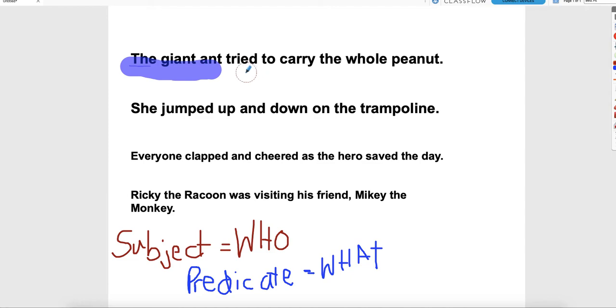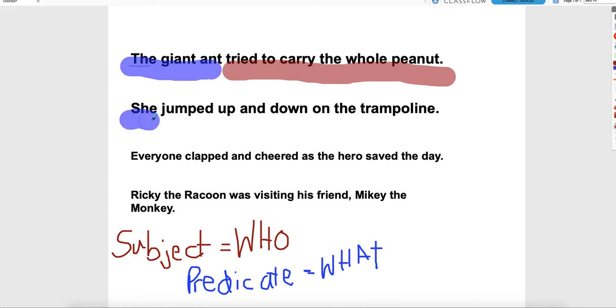Tried to carry the whole peanut is the predicate. Woo, that's a nice big fat line. Okay, now, looking at the next sentence. The next sentence says, she jumped up and down on the trampoline. What's the subject in that sentence? Alina, what's the subject? She jumped. Close. Remember, subject just tells us who. So who are we talking about, Alina, in that sentence? She. Very good. Just that word she.